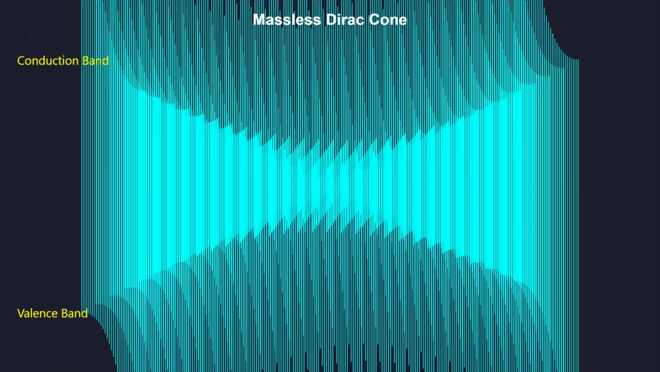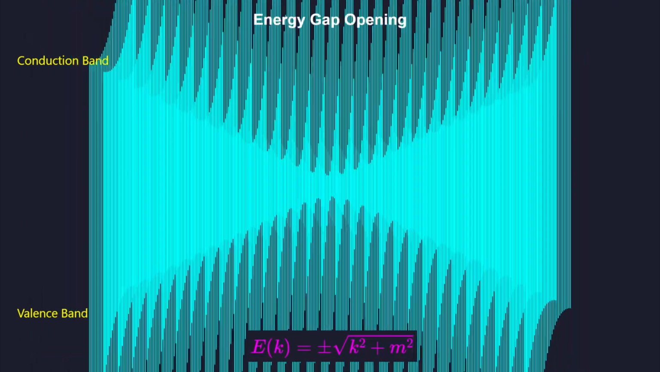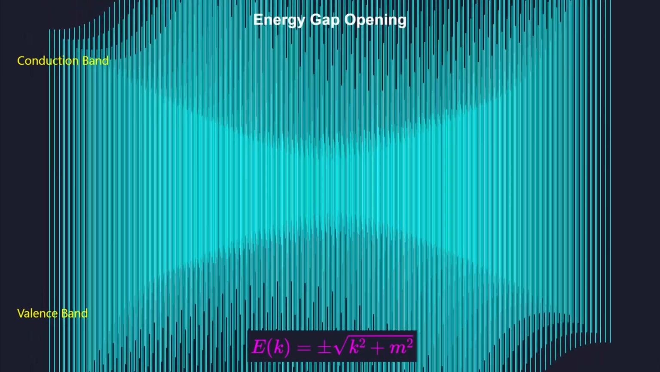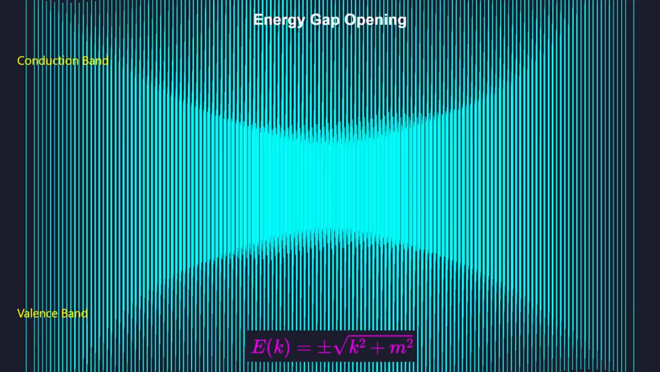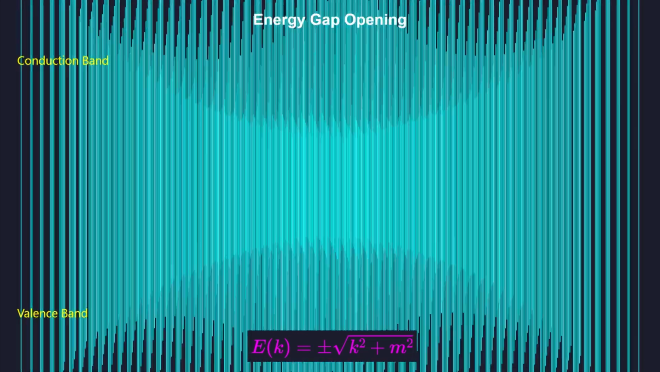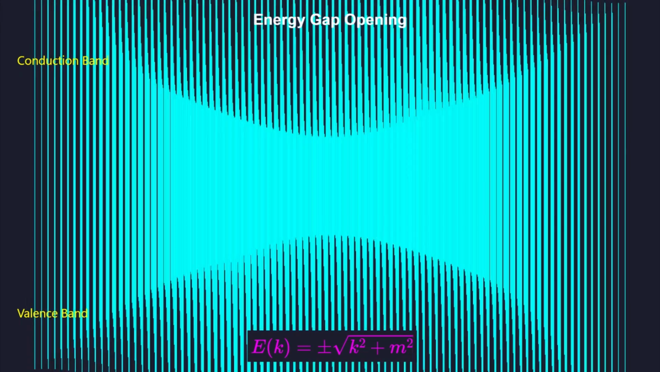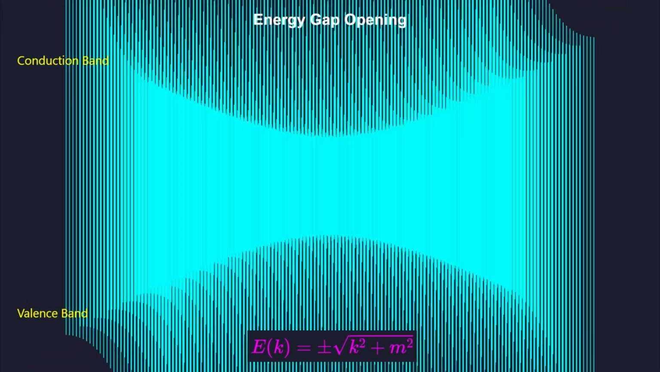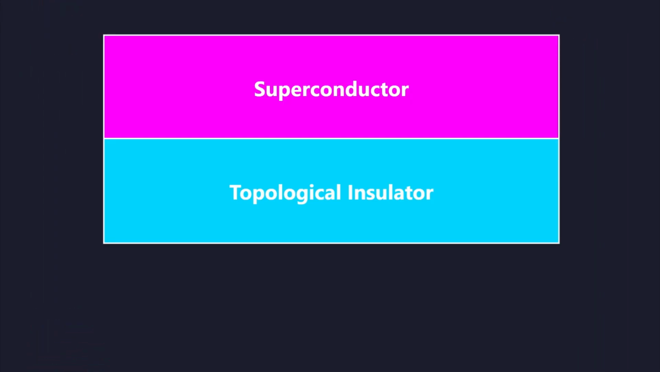Breaking time reversal symmetry forces a fundamental change in the electronic band structure, opening a clear energy gap right at the Dirac point. This gap removes the massless nature of the surface electrons, converting the outer perimeter from a robust conductor back into an ordinary insulator.